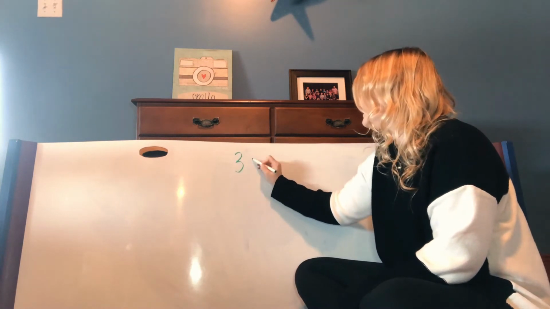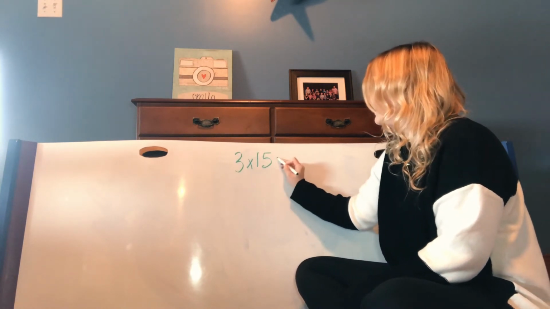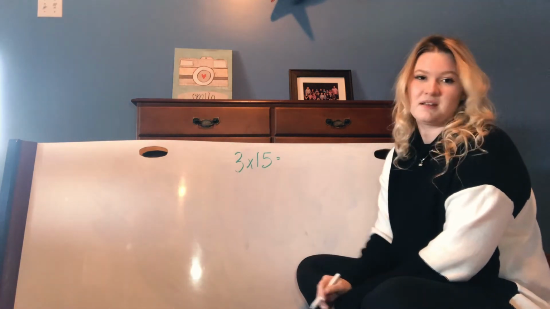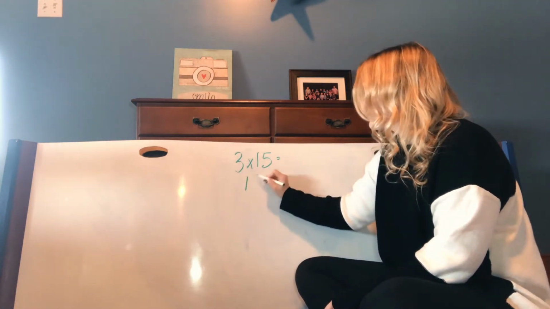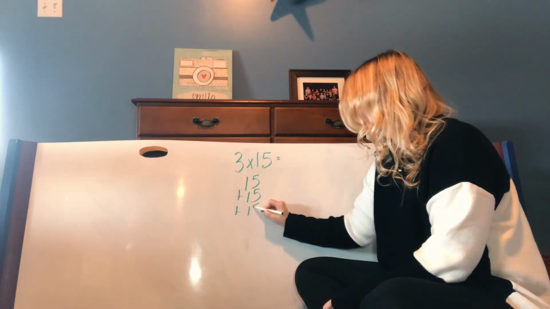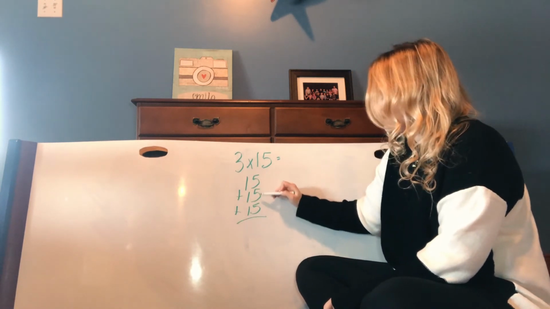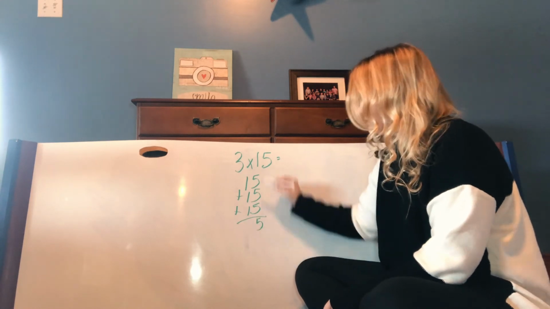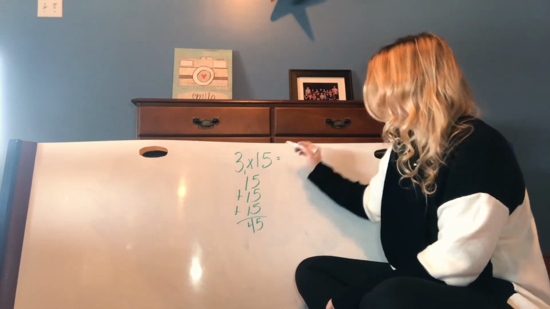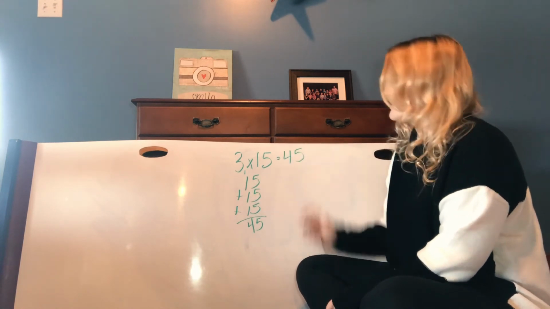Let's try another one. This time we're going to try 3 times 15. This one is a good one for repeated addition because there's not that many that you need to put down. We know that this is just 3 groups of 15. So 5, 10, 15. Carry that 10. 1, 2, 3, 4. We know that our answer is 45.